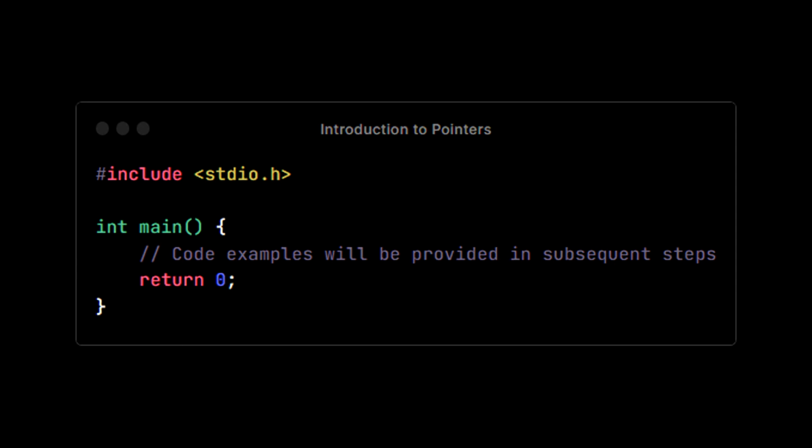Introduction to pointers. Pointers are variables that store memory addresses. They allow you to manipulate memory directly in C. In this tutorial, we'll explore the basics of pointers and how they can be used.